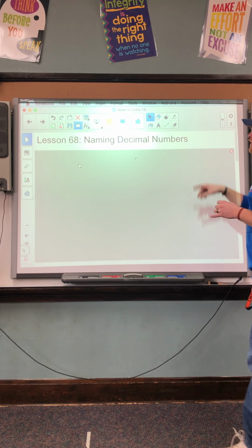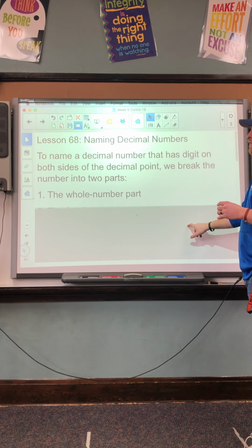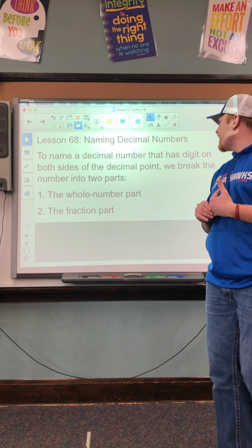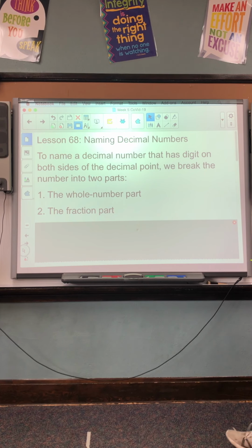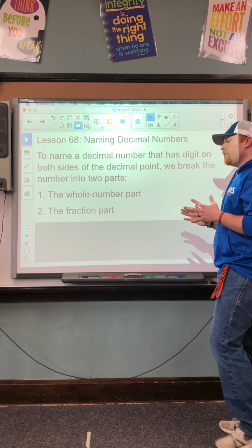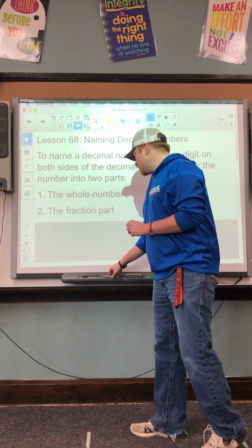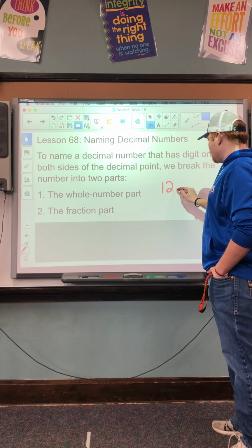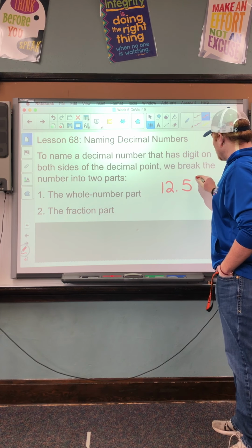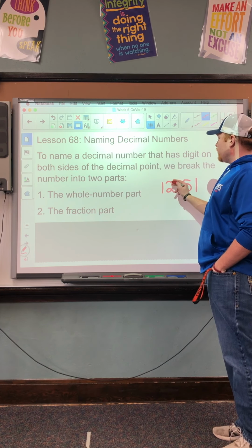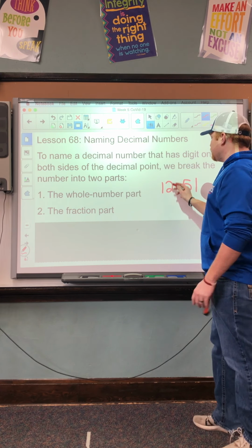Naming decimal numbers is the focus of this lesson, okay? To name a decimal number that has digits on both sides of the decimal point, we break the number into two parts: the whole number part and the fraction part. So say we have 12.512, okay? So we have the whole number part, which is everything to the left of the decimal.